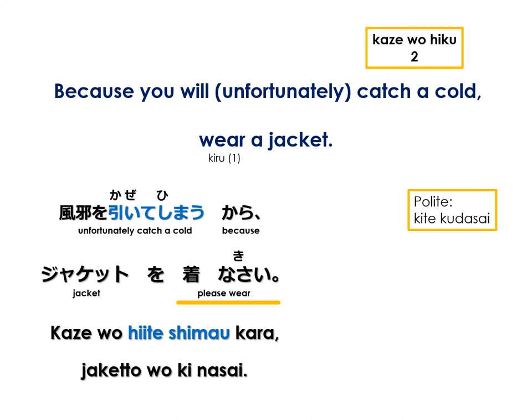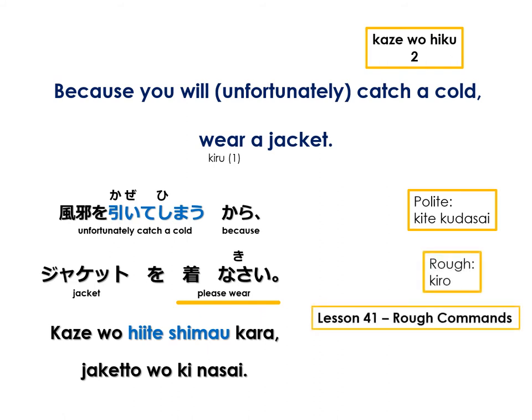Kaze o hiite shimau kara jacket o kite kudasai. And if you want to give a rough command, you can say, kaze o hiite shimau kara jacket o kiro.